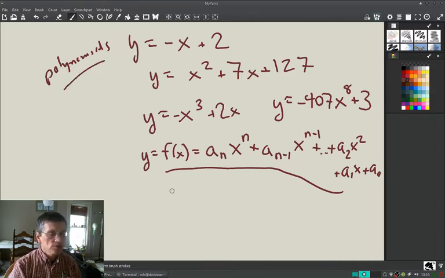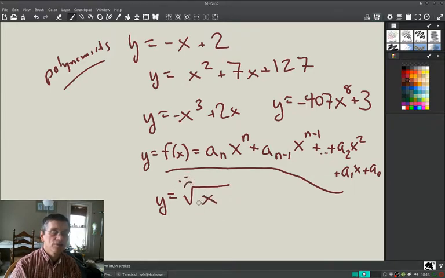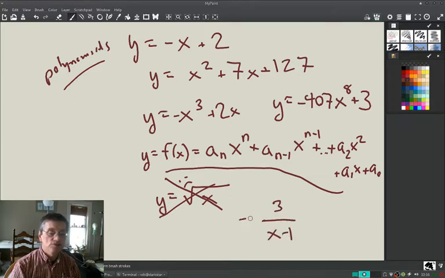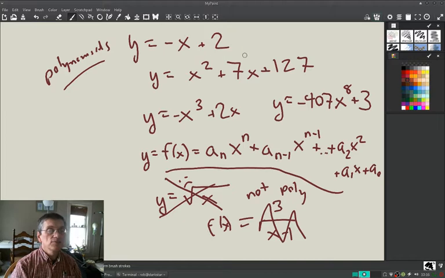Alright, some things you won't see in a polynomial. Still a valid function, you won't see x's to the square root power. This is not a polynomial. You won't see them to the cube root power. You will not see x's in the denominator. These are rational functions. They are not polynomials. They don't fit in this form. They're valid functions, but they're not polynomials. The lines you've been dealing with, the parabolas you've been dealing with, are polynomials.